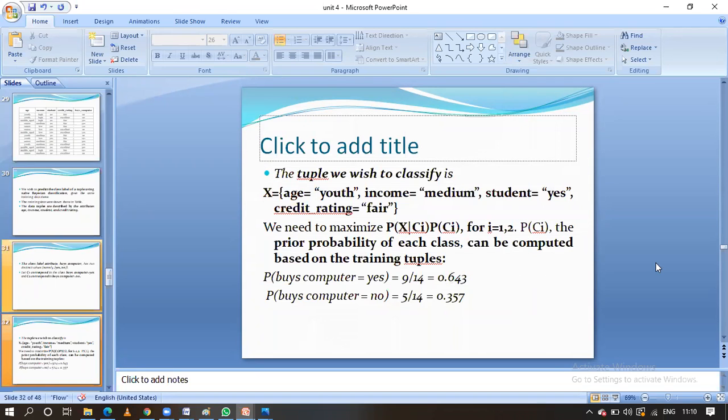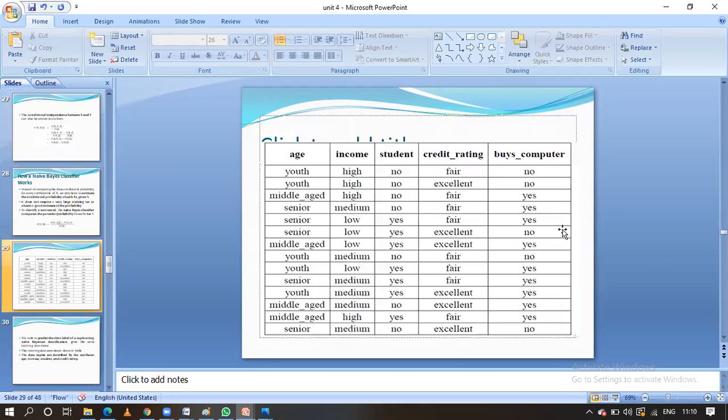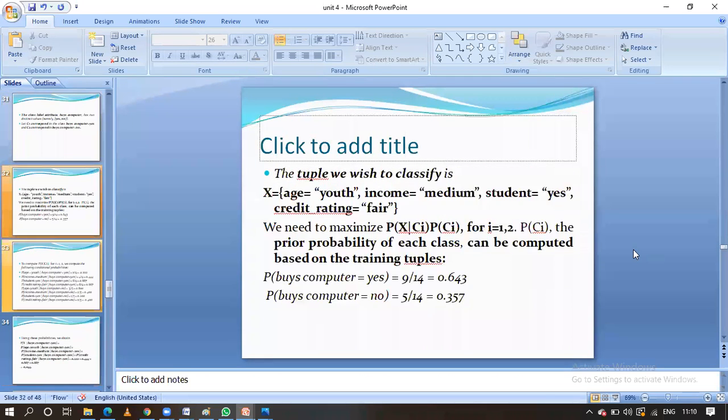Likewise, we have to calculate the no also. How many no are there? 1, 2, 3, 4, 5 no's will be there. That is 5 by 14, the probability of buying a computer equal to no, guys. Buying a computer equal to yes, probability is 9 by 14, that is 9 yes out of 14 overall records. Buying a computer equal to no is 5 no's out of 14 records, guys. We call these two the prior probabilities.